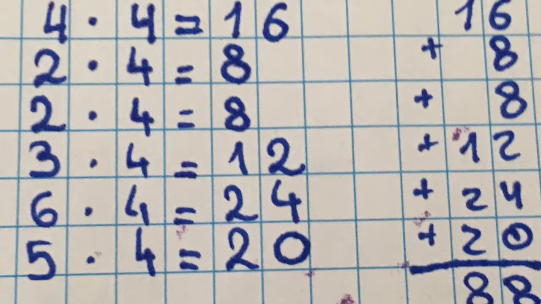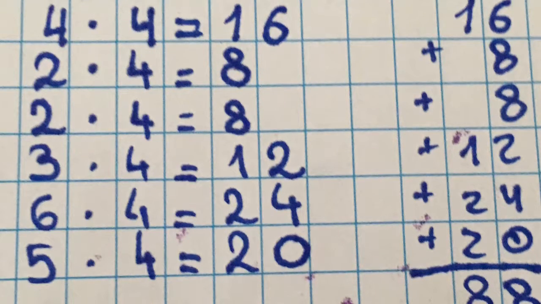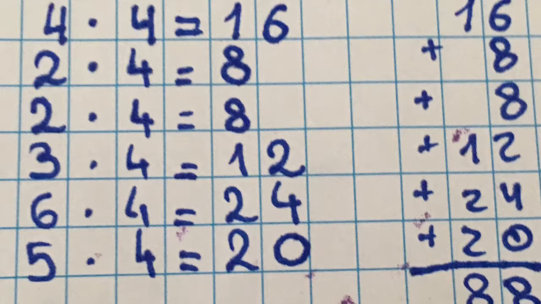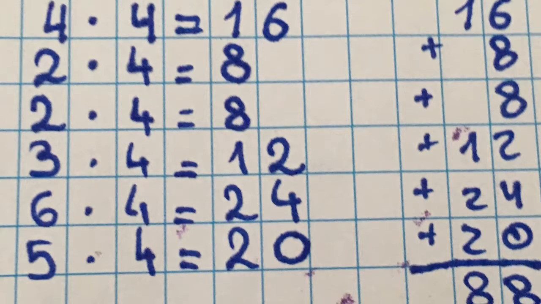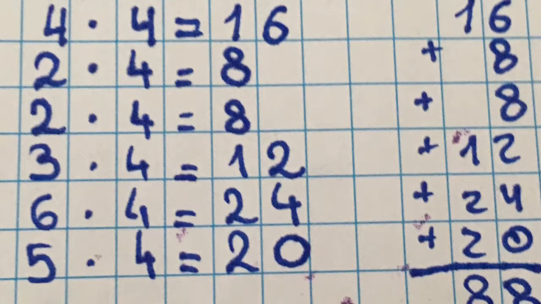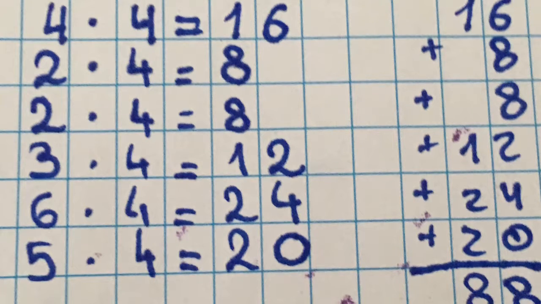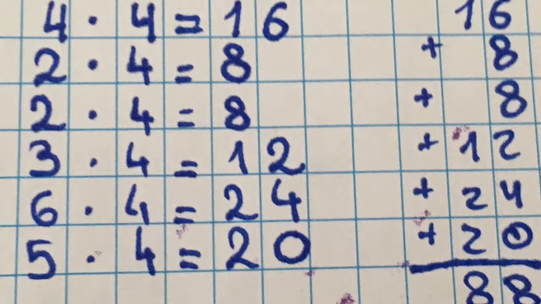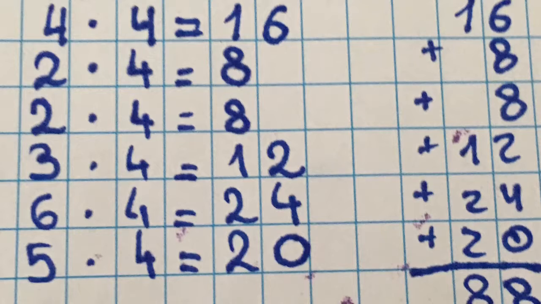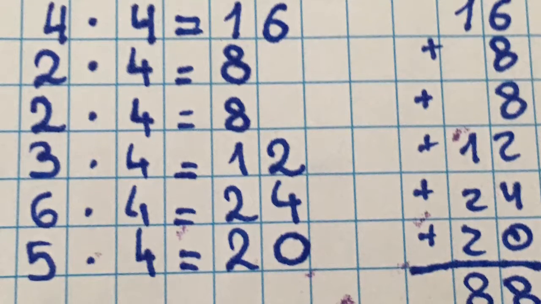So now we've multiplied the length of the walls by their height. Now we just have to add them together. 16 plus 8 plus 8 plus 12 plus 24 plus 20 equals 88. Therefore, 88 meters squared is the area of the room without the ceiling and floor. As you can see, the area of the room is 88 meters squared.